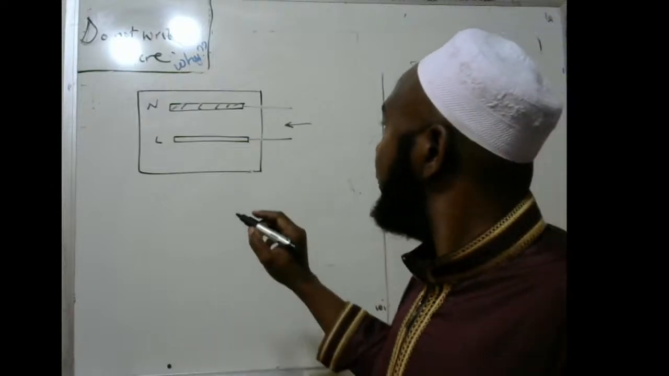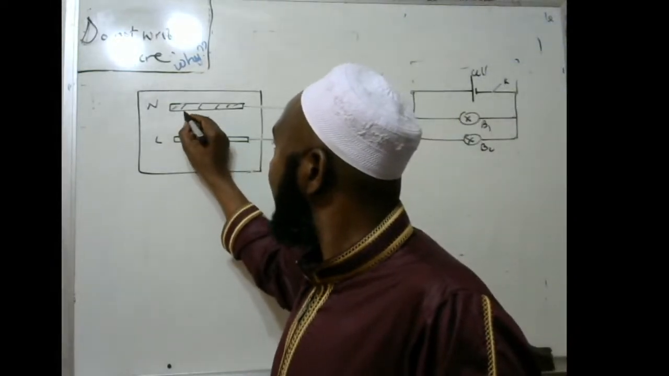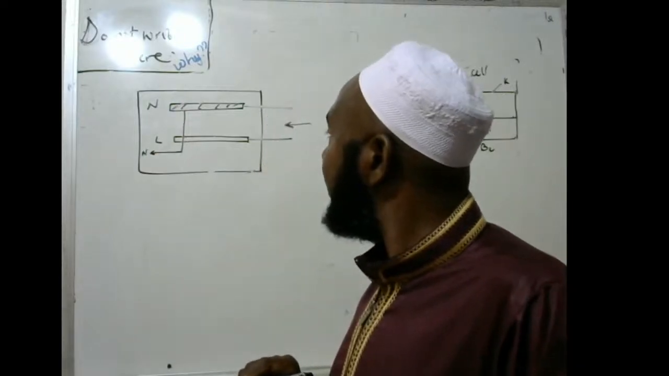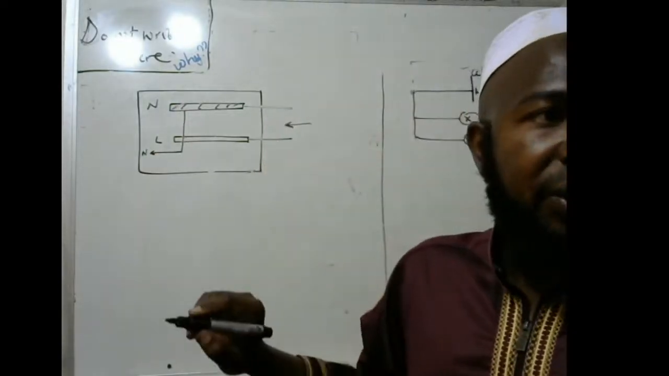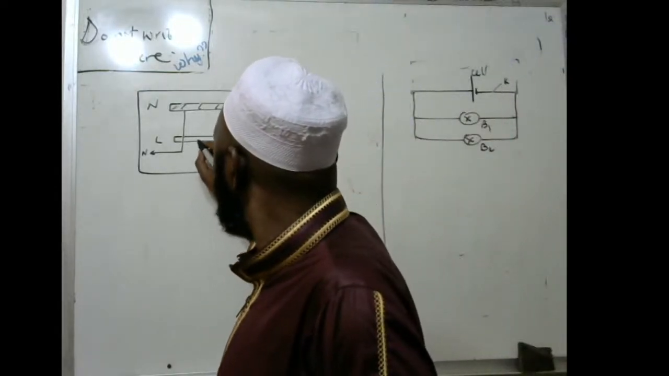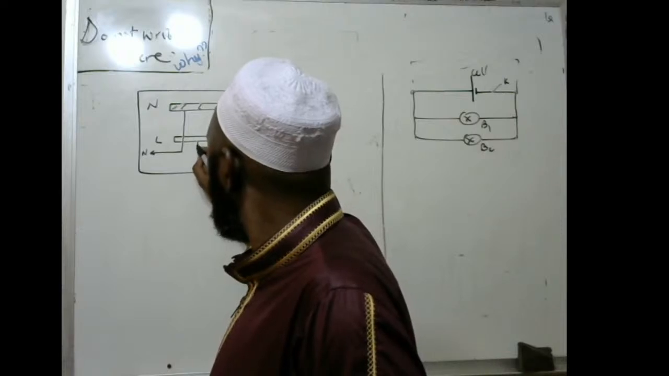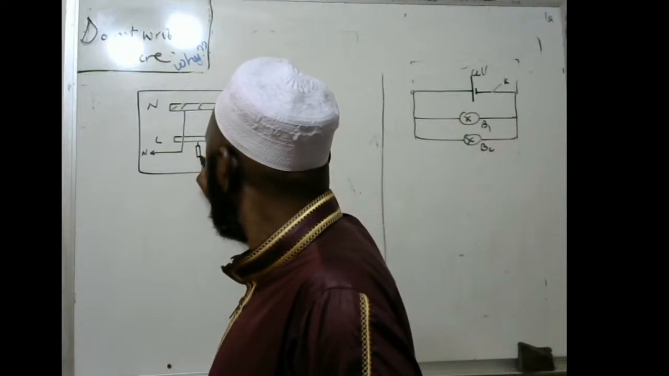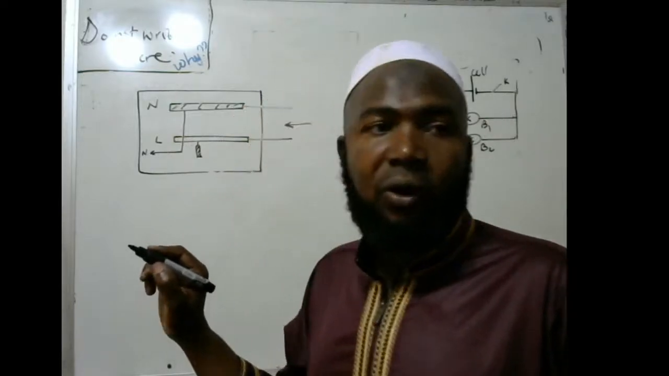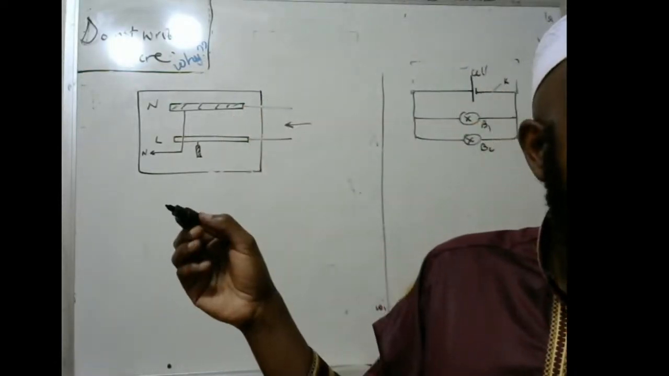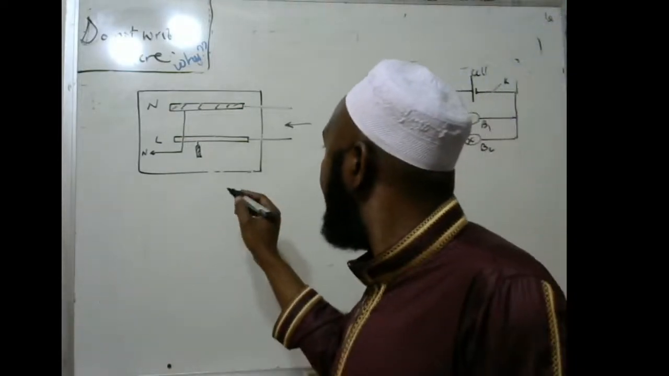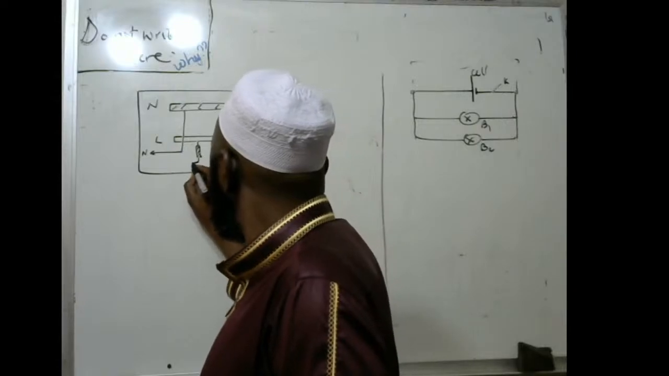So if this is now the neutral wire, and then we get another one, we get the fuse connected to the live wire here, and then we connect it to the neutral wire of the appliance.